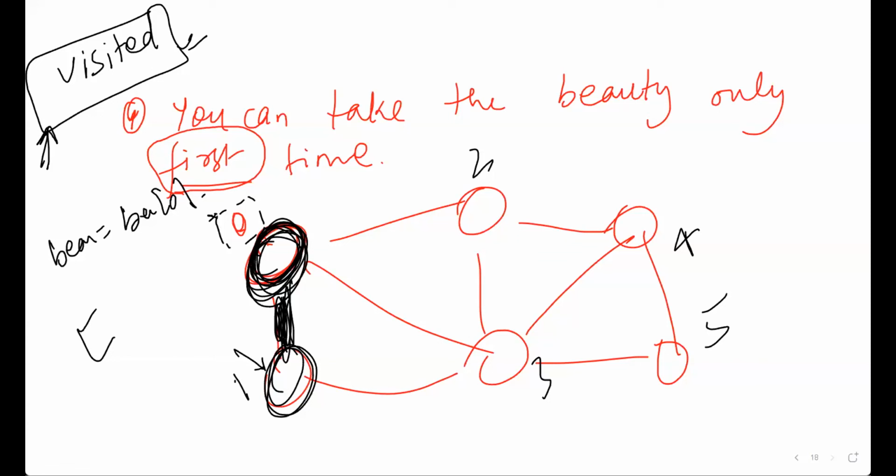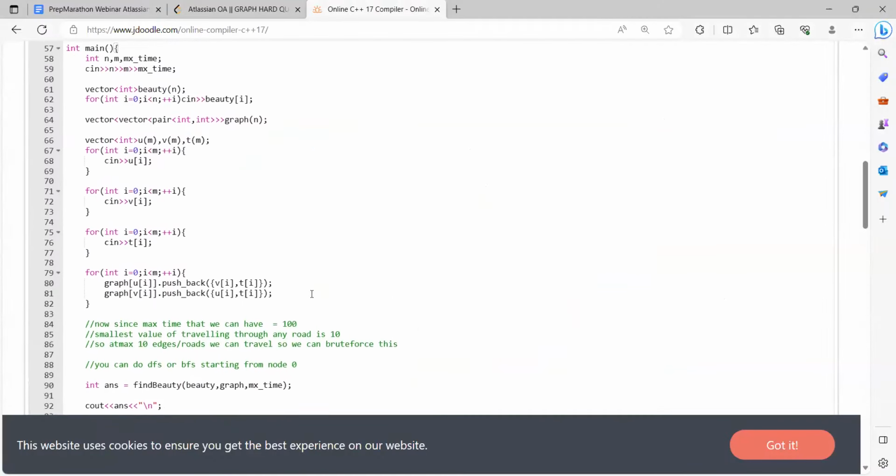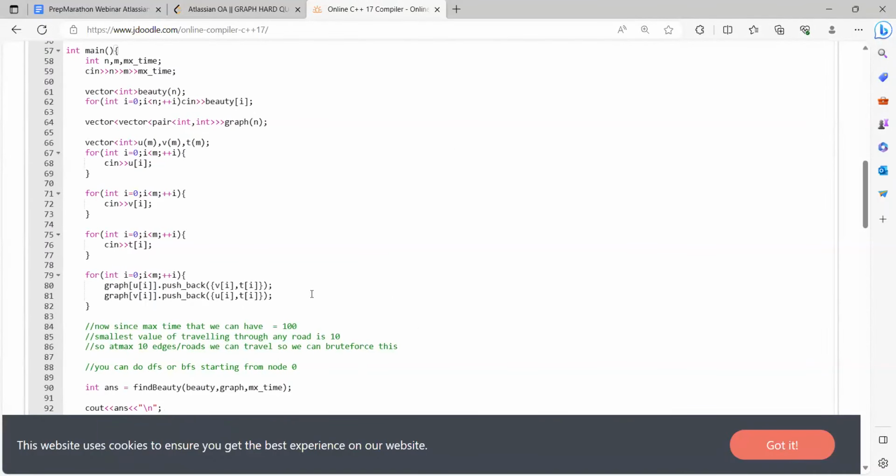Okay, is my IDE visible to you? Just tell me. I'm using a C++ online IDE. Okay, so let me share it again. So is it visible now? Yeah. So look here clearly.